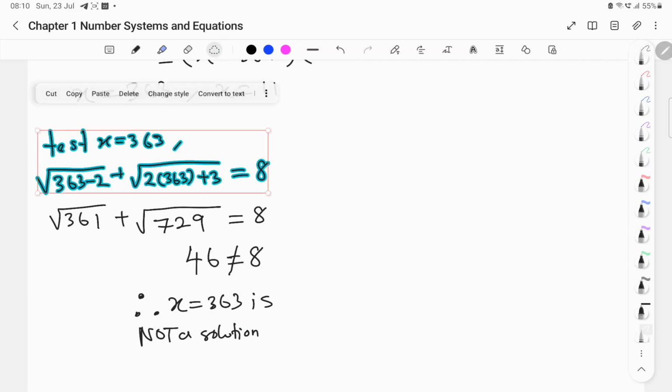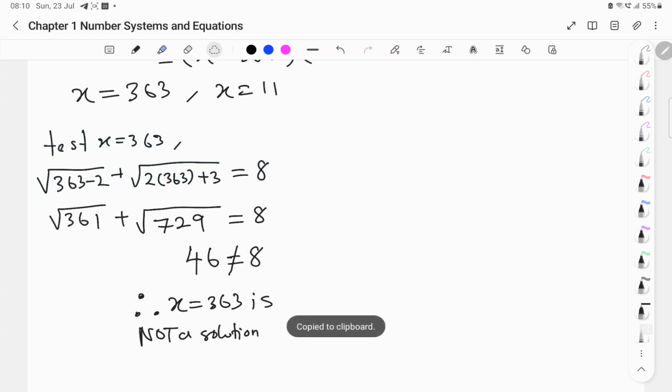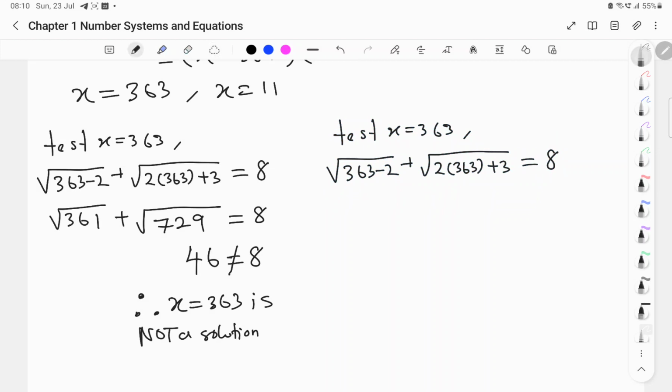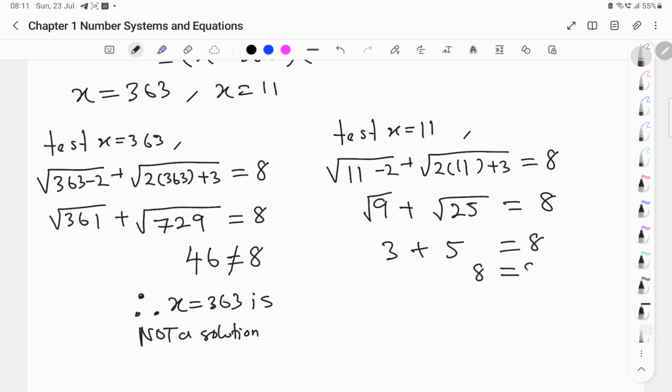Okay, so we have finished testing for the first one. Let's test for the second one. I just copy paste and then replace the number. Okay, 11 minus 2 is 9, and then 22 plus 3 is 25. Square root of 9 is 3, square root of 25 is 5. Therefore, 8 equals 8. Therefore, the statement is true. When the statement is true, x equals 11 is the solution.